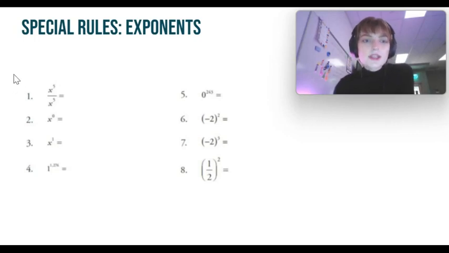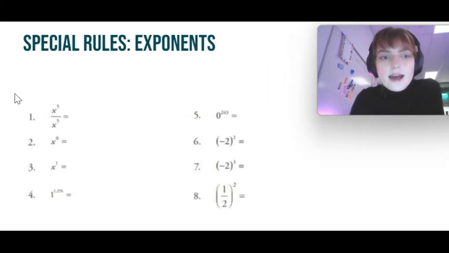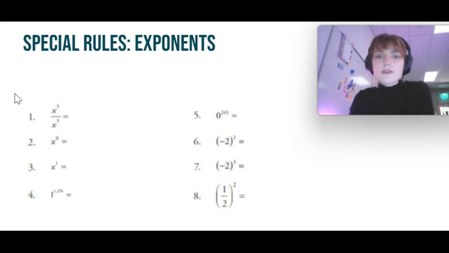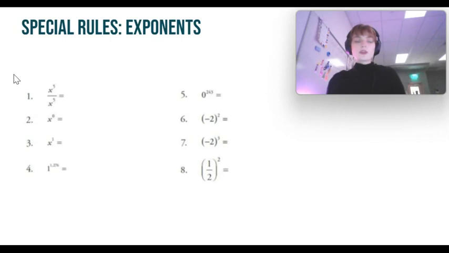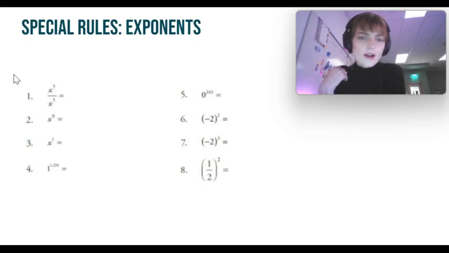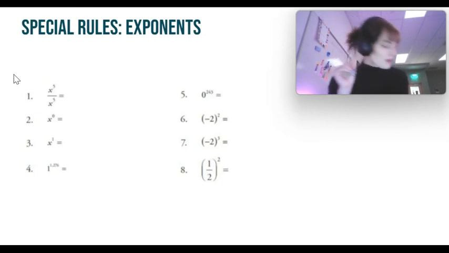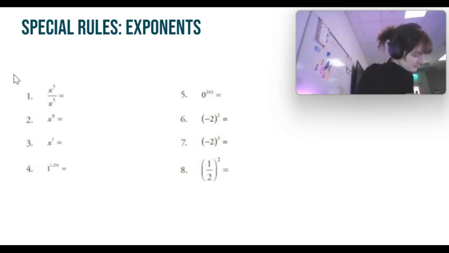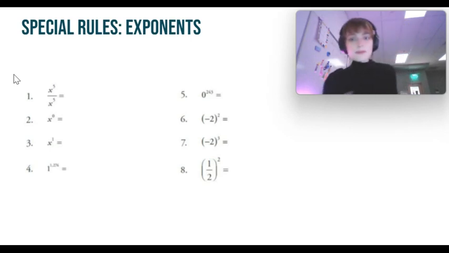Let's take a quick look at some of the special rules for exponents. For example number 1, x to the power of 5 divided by x to the power of 5 would leave us with x to the power of 0. So our final answer would just be 1. For example 3, x to the power of 1 leaves us with x. For example number 5, 0 to the power of anything besides 0 is still 0.